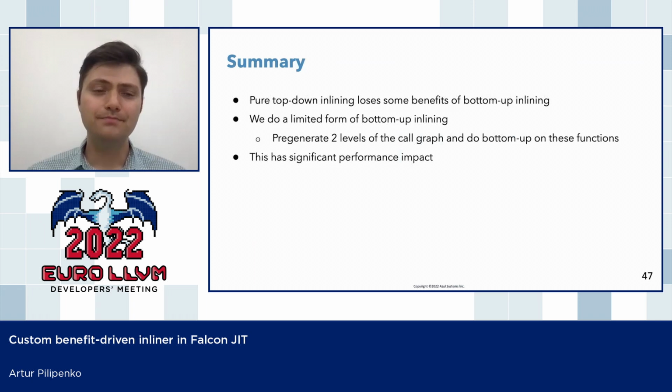A quick recap, pure top-down inlining loses some benefits of bottom-up inlining. In order to regain these benefits, we do a limited form of bottom-up inlining. We pre-generate 2 levels of the call graph, and then we do bottom-up inlining on these functions. And this translates to significant performance gains.